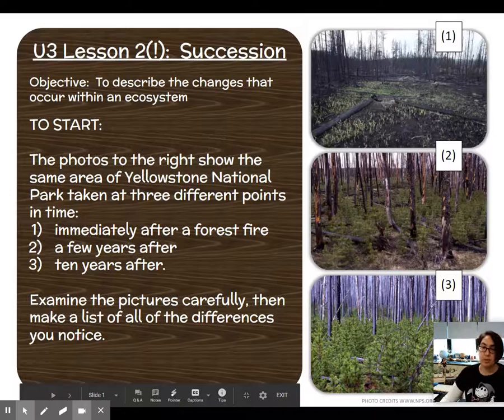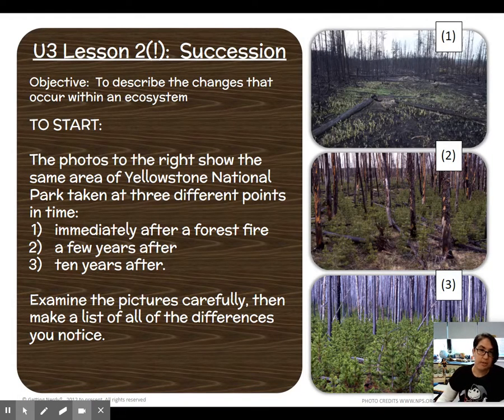Unit 3, Lesson 2 on succession. So the goal of this lesson is to think about how changes occur within an ecosystem. And this is going to help us tackle our phenomenon of the pythons. And I will show you how that connection fits in.